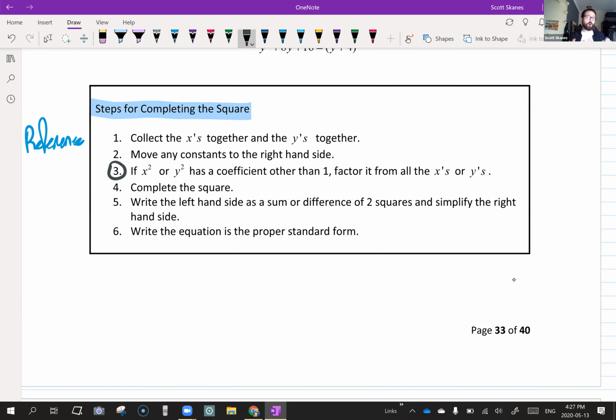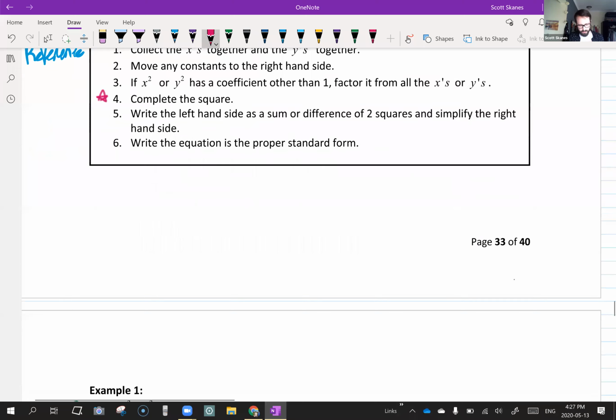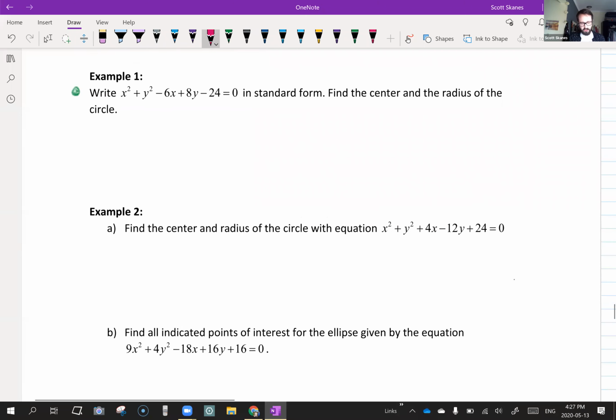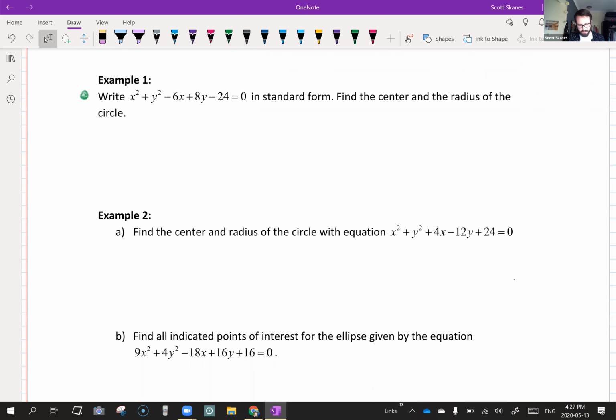If x squared or y squared has a number that's not 1 next to it, you've got to pull that out, factor it out. You need to complete the square. That's what we just did, so I'll put a little star on it. The left-hand side, do the complete the square stuff. That's basically it. And then we need to divide sometimes to write the equation in standard form. Let's just do the example and you'll see that this is actually not so bad.